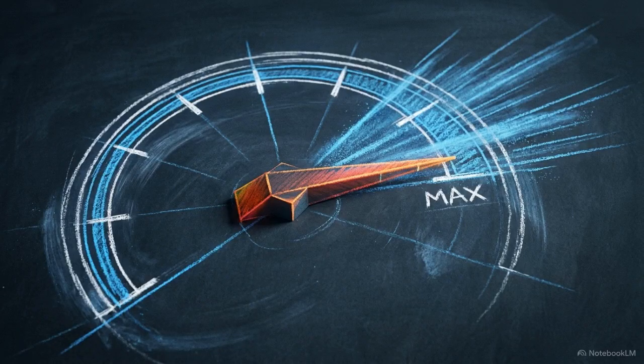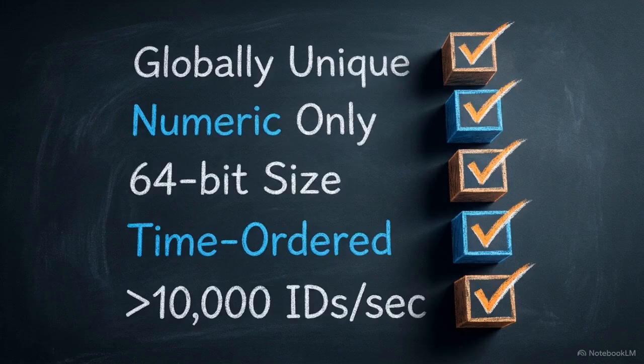The system requires a throughput floor capable of generating over 10,000 unique IDs per second to keep up with high concurrency traffic. Meeting all 5 of these technical requirements simultaneously is the primary challenge of distributed ID design.